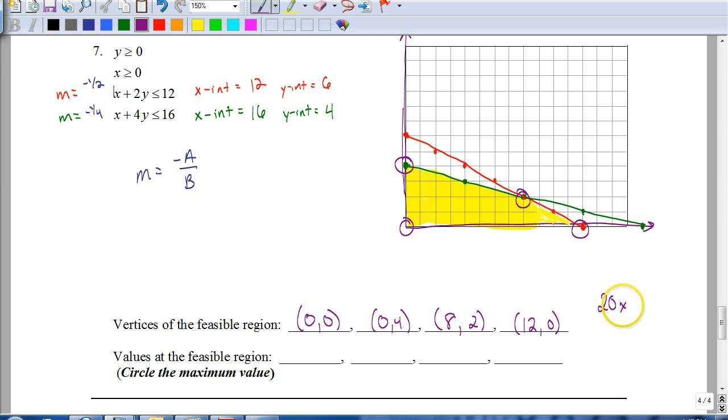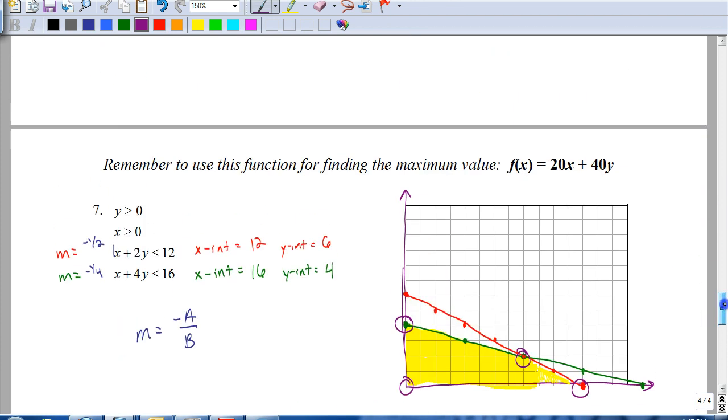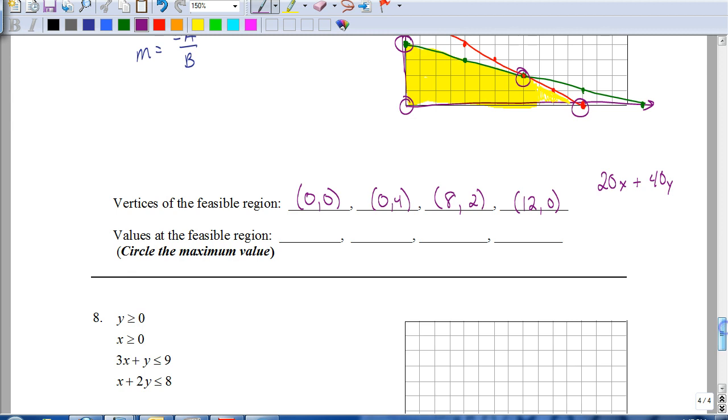Again, our function that we're going to be maximizing is 20x plus 40y. I even have that on the top of each worksheet so you can see. So you don't have to flip to the front all the time. But it's 20x plus 40y. Well, if I put 0 in there, obviously it's going to stay 0. 0 for x, well, that's 0. 40 times 4 is 160. 20 times 8 is 160. 2 times 40 is 80. So that's 240. I put 12 in there for x and 0 in there for y. That also gives me 240. So this would be a situation where we have two maximum values.